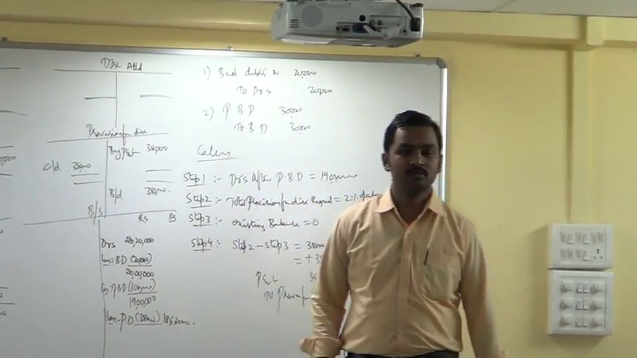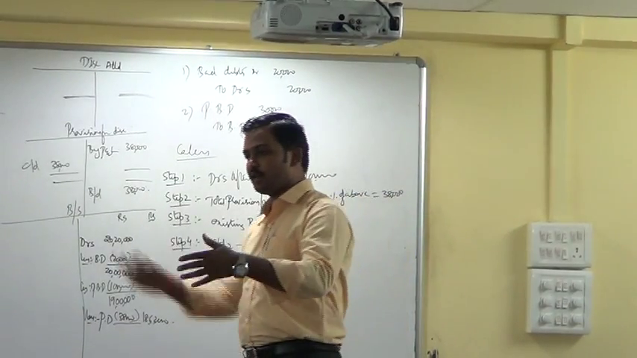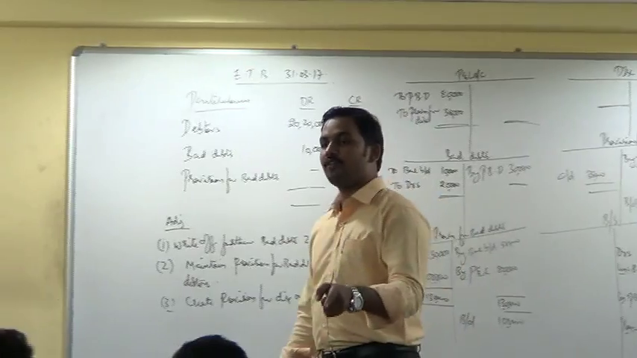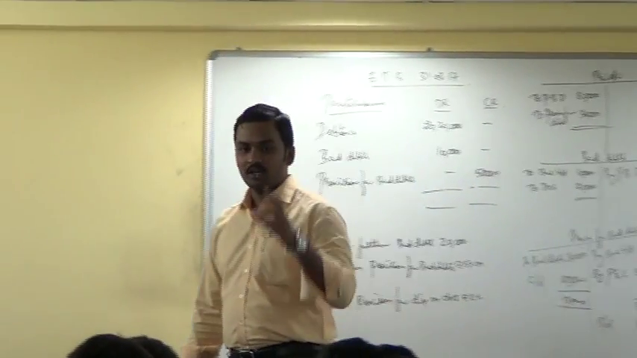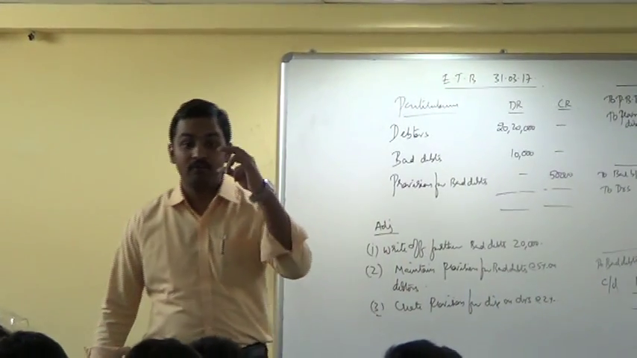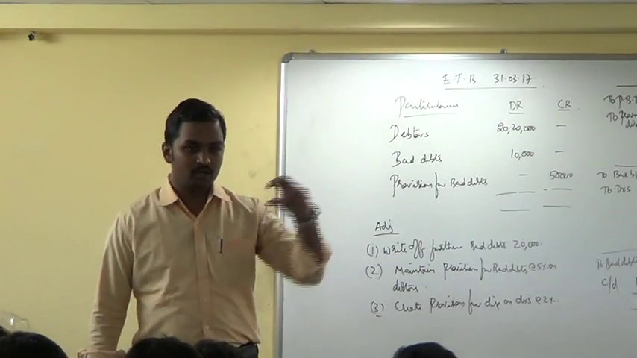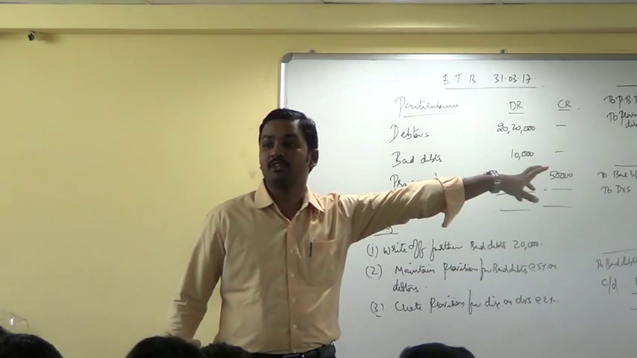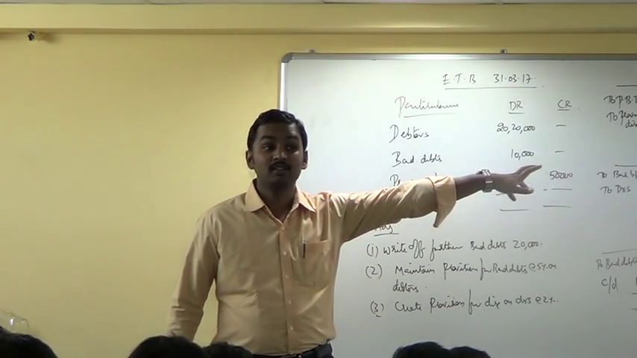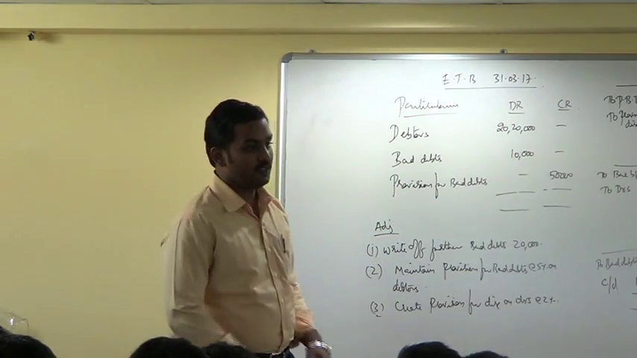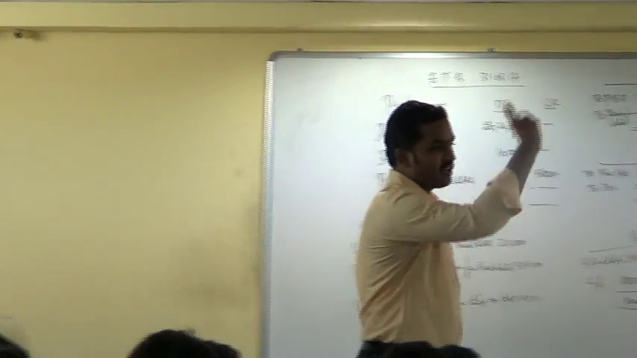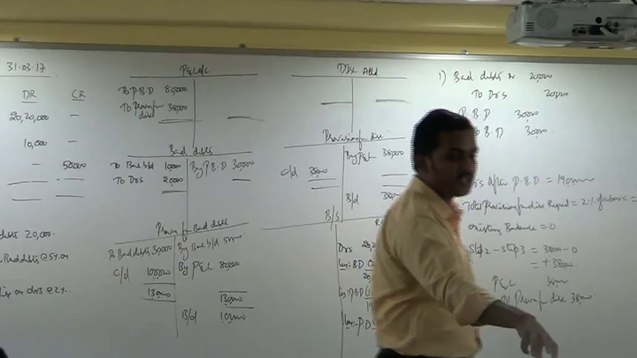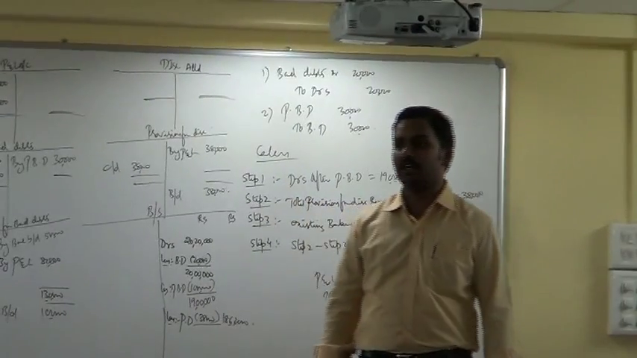Is it clear, everyone? So please tell me, what is the entry you pass when you create provision for discount? P&L account debit to provision for discount. Okay. Now if you have a discount loss, where will you debit the discount loss? To the general graveyard called the P&L account, or to the special graveyard called the provision for discount account? Where will you debit the loss? When you have created a special graveyard for discount, then the discount loss cannot be debited to P&L account. It has to be debited to provision for discount account only. Is it clear, everyone?